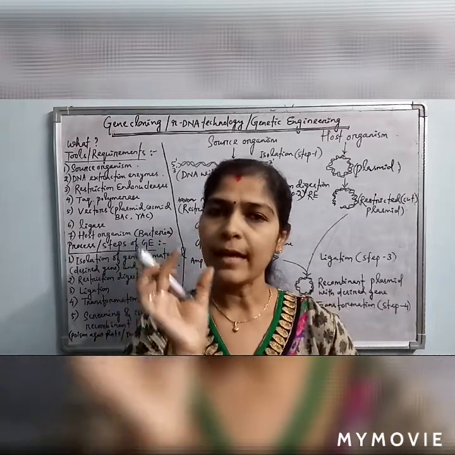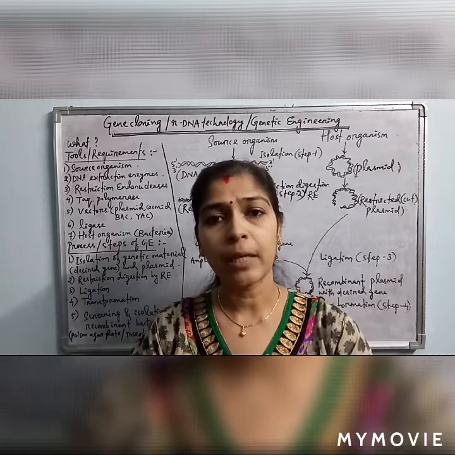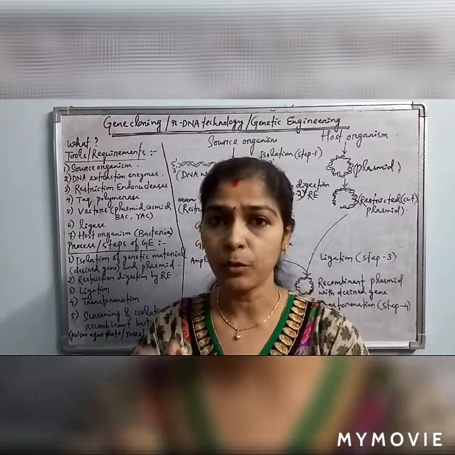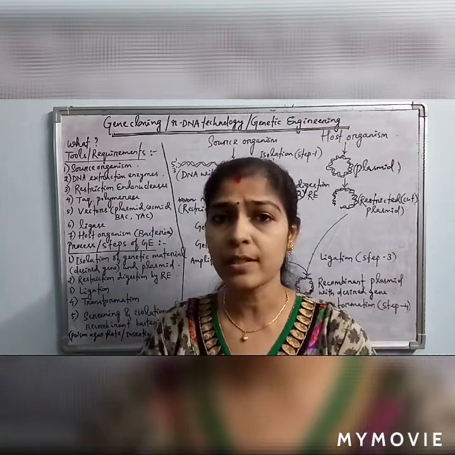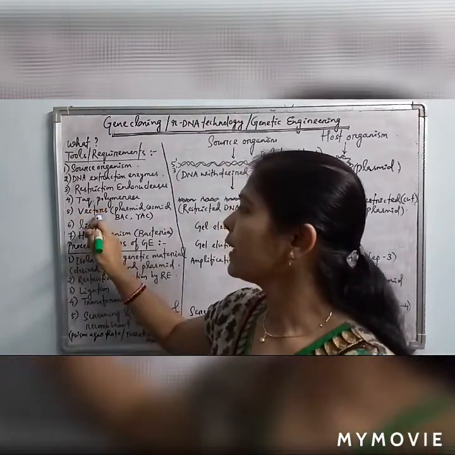Then this desired gene is multiplied, meaning millions of copies of the desired gene can be made within a very short period of time by utilizing the PCR technology. And for PCR we need this enzyme, that is Taq polymerase. Okay, and then the next is vectors.